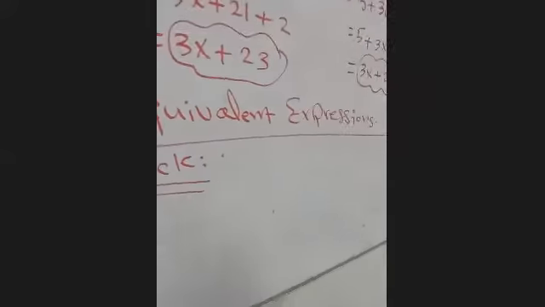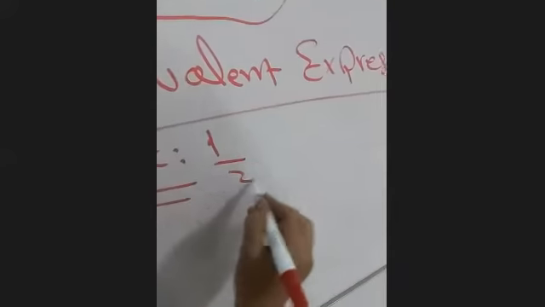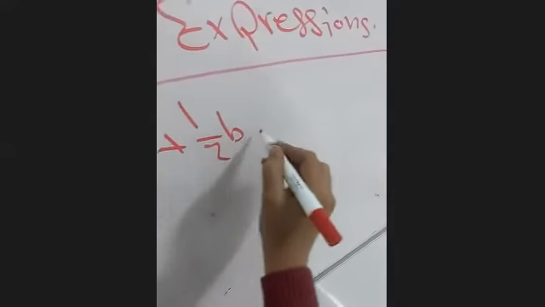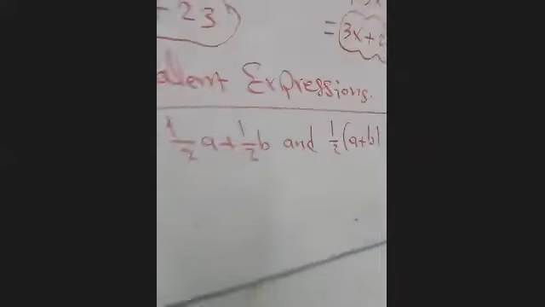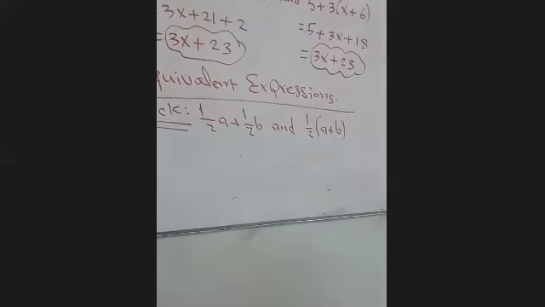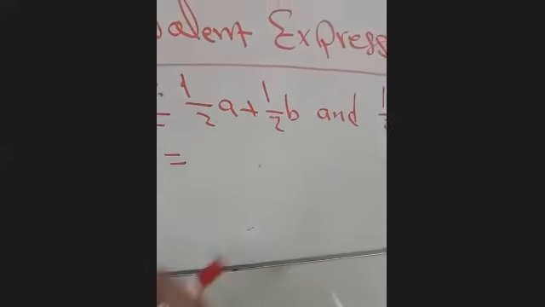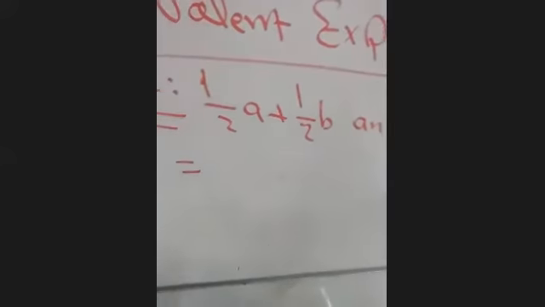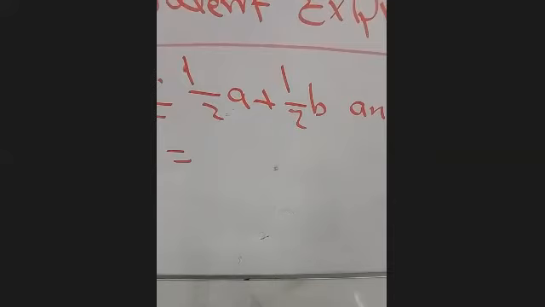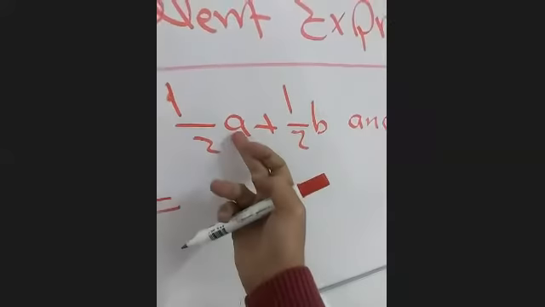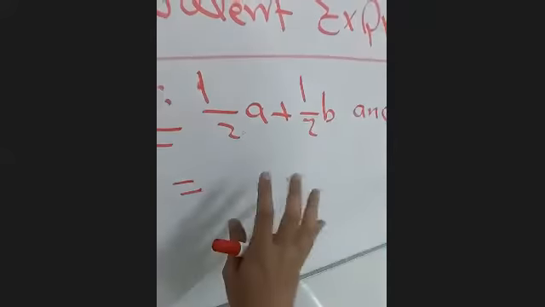Under example one, we have two expressions: half A plus half B, and half with the bracket A plus B. We need to know if these are equivalent or no. Let's start with the first one here. Here I don't have parentheses. Now I will search for like terms. Also, I don't have like terms. Like terms have the same variable and the same exponent. Here I have A, here I have B. They are not like terms, so I cannot do anything here. So this stays the same.